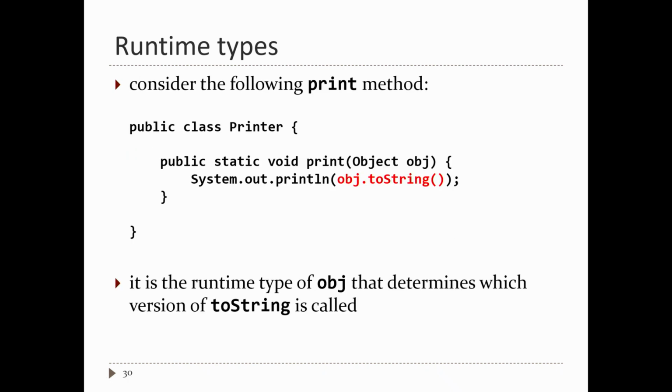If you remember, this method print takes in a BigOObject reference. How does print work? Well, it calls toString on obj to get the string representation of the object. It's the runtime type of obj that determines which version of toString you get.